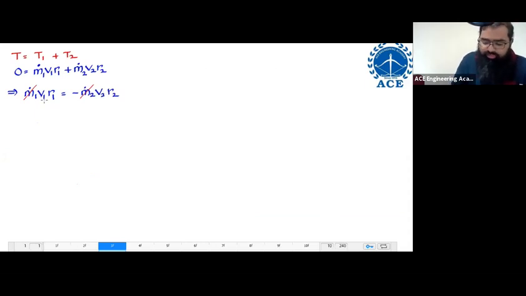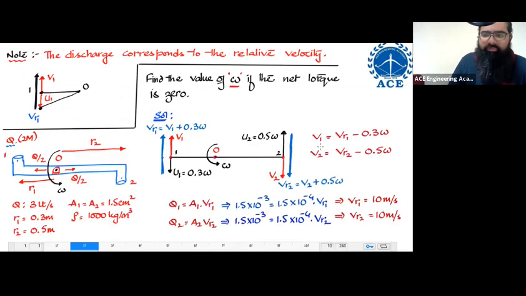I have V1 and R1. I know the value of R1. R1 is 0.3, R2 is 0.5. What about the values of V1 and V2? The first step was actually for V1 and V2 only. You see, in the first step, V1 is VR1 minus 0.3 omega. That is 10 minus 0.3 omega.